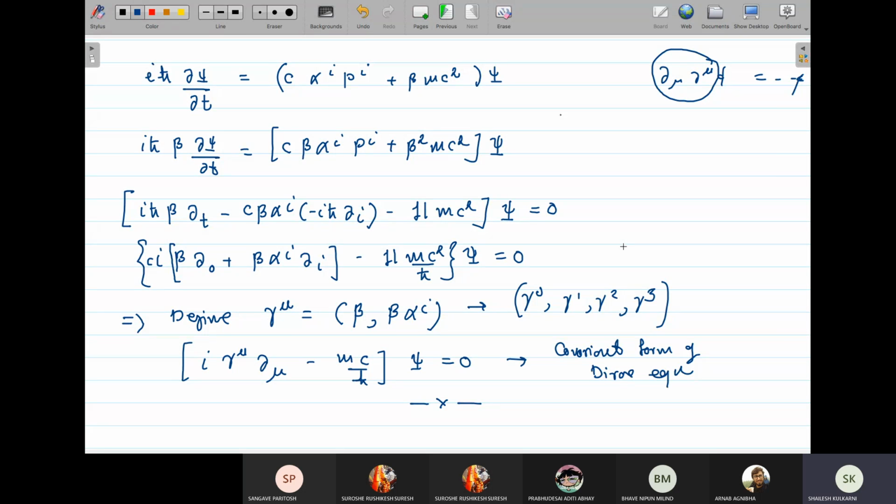Any other question? Sir, this gamma mu does not transform like a 4-vector. We'll see how it transforms. It is a 4-vector, okay, but it is in the space of matrices.